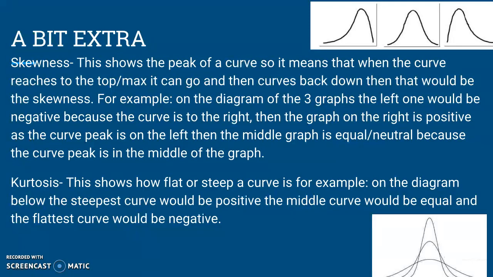And then kurtosis. This shows how flat or steep a curve is. For example, on the diagram below, the steepest curve would be positive, the middle curve would be equal, and the flattest curve would be negative.